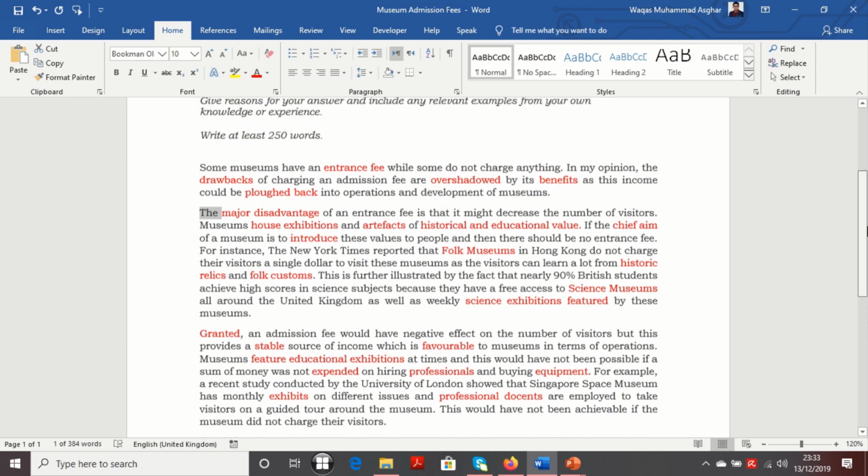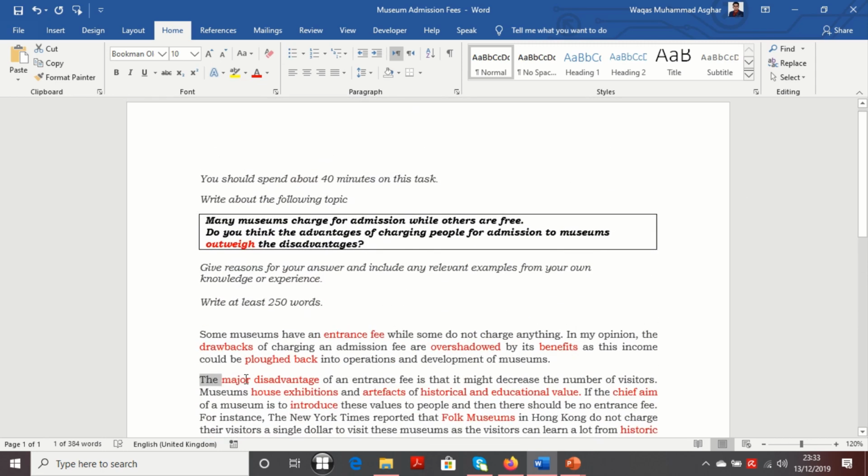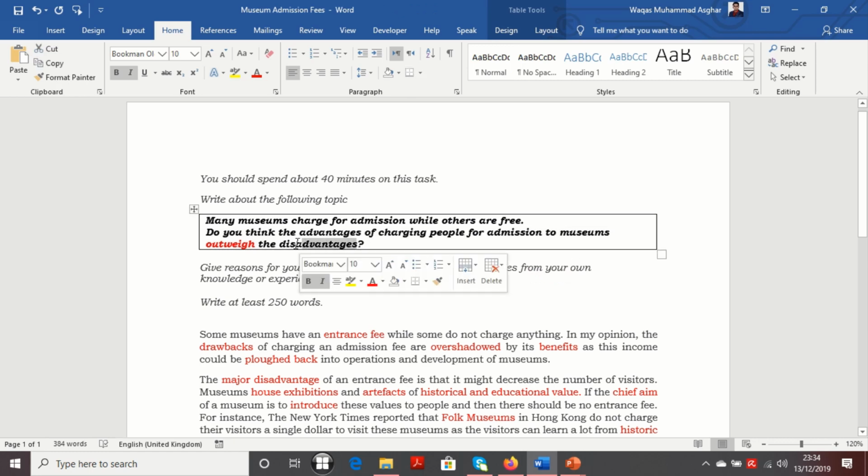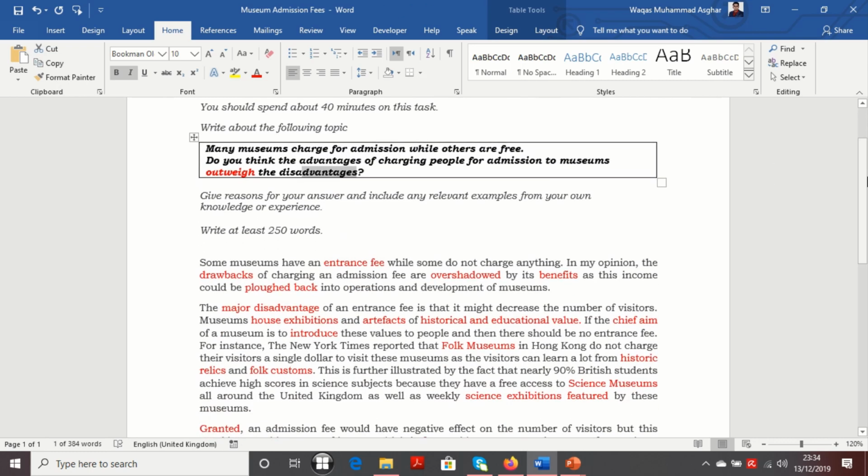So why are we giving only one disadvantage and advantage? Because the examiner said, do you think the advantages of charging people for admission to museums outweigh the disadvantages? This is plural, so we should write more than one advantage and disadvantage, but we are going to write only one. Because if we write more than one advantage, then we have to explain each and every advantage in detail and support it with an example.